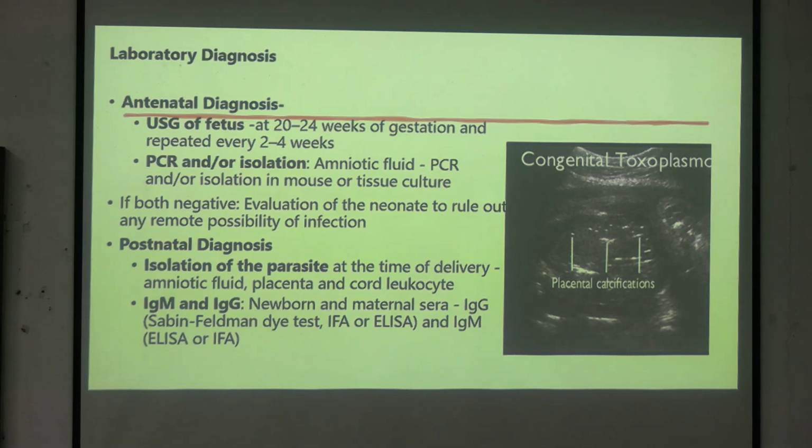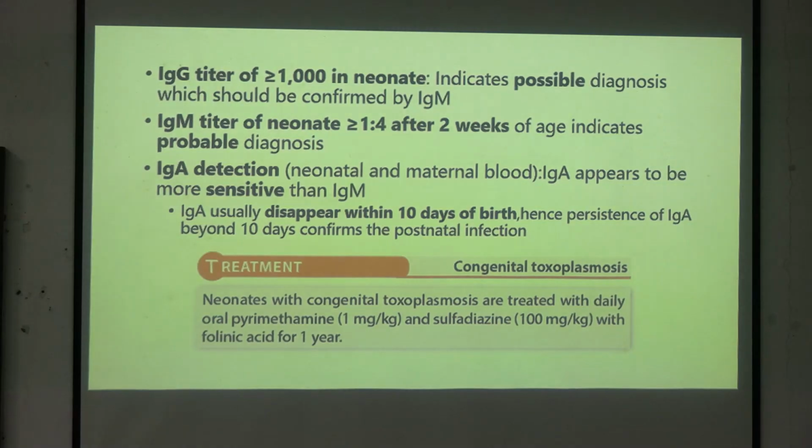Also, after the baby is born, you can do the diagnosis by newborn and maternal sera, where we will see the IgM and the IgG. So this is basically a postnatal diagnosis. In postnatal diagnosis, the IgG titer of the neonate should be greater than 1000. That is an indicator that the neonate is suffering from congenital toxoplasmosis. Or if I do IgM, it should be a quantitative IgM, which should be greater than 1:4 after 2 weeks of age. Okay, after 2 weeks of age the IgM titer of the neonate should be greater than 1:4.